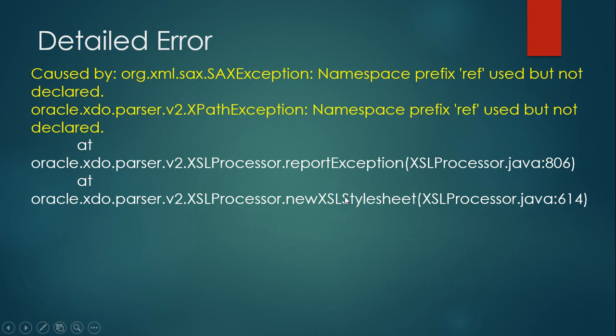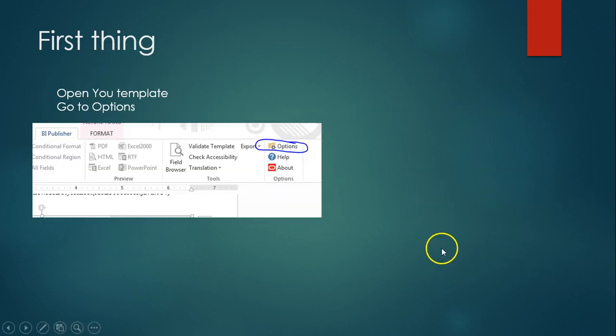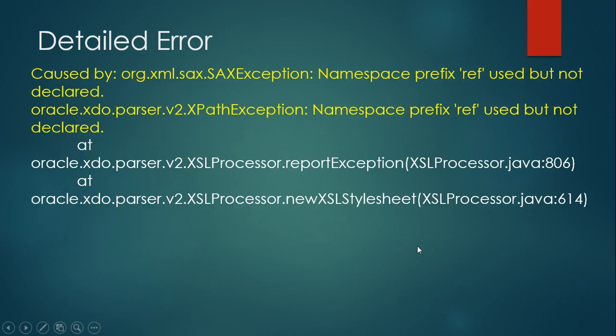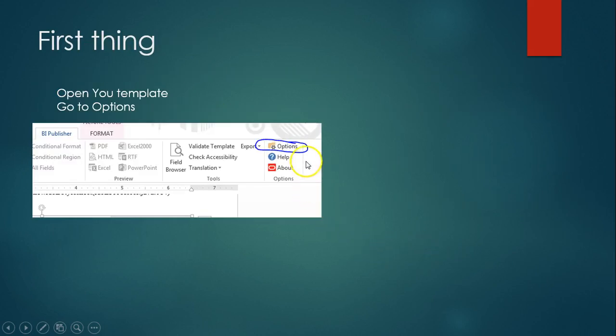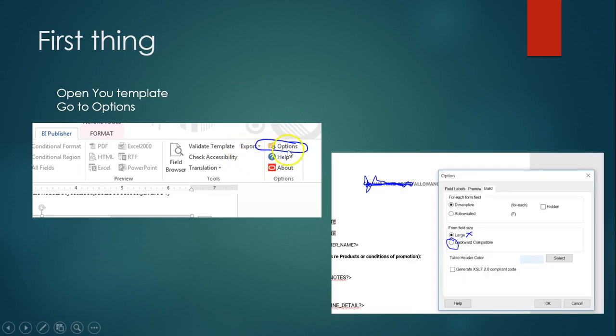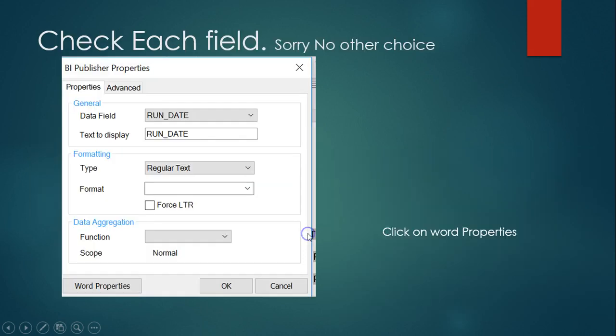I'm assuming that you've tested your template thoroughly in the desktop before you migrated to the system. So what's causing the error? I'll show it to you in a minute. First thing you have to do is open your template, go to the options, and there's a tab called Build, and Form field size. Click on Backward compatible and click OK. That's the first thing you have to do.